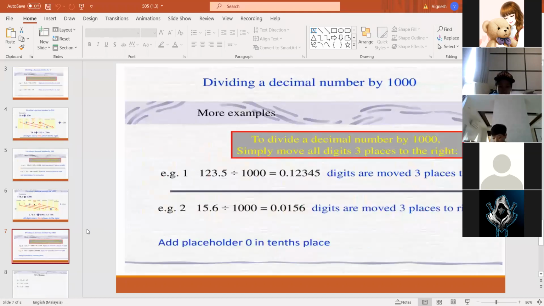Dividing a decimal by 1000. Example number 1: 123.5. You are dividing by 1000. So how many decimal places do you need to move?